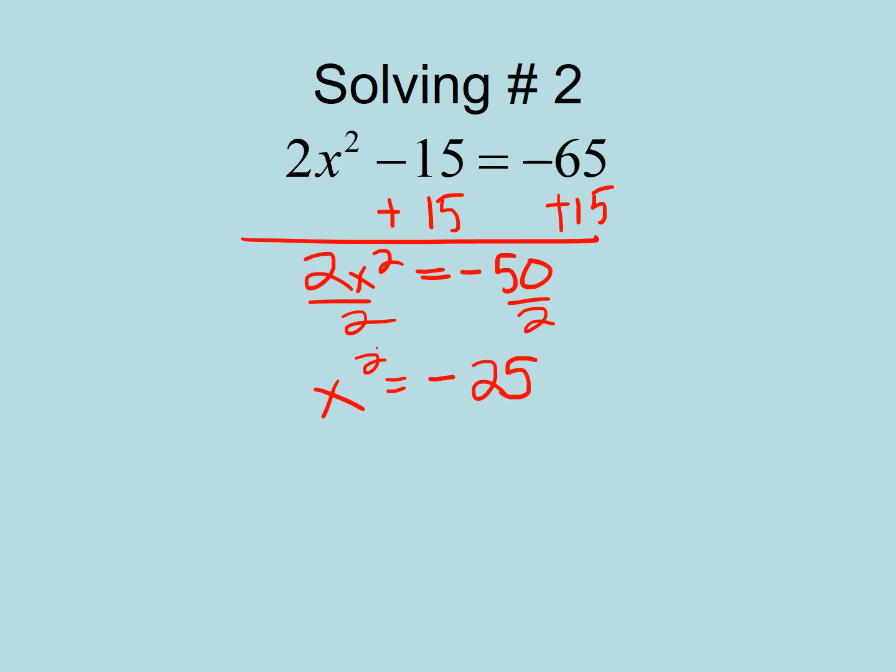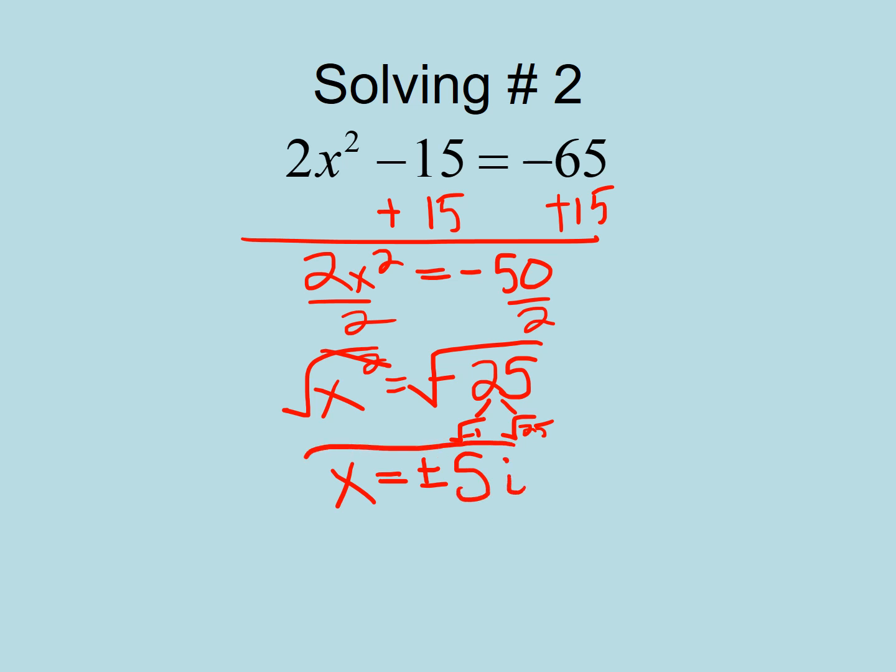In order to get the square away, we need to square root both sides. That cancels. You're left with x is equal to plus or minus. Remember what we did in the most recent video before this one? We learned the imaginary numbers, right? The square root of negative 25 is going to get me the square root of negative 1 and the square root of 25. And we know the square root of 25 is 5 and the square root of negative 1 is i. So my final answer is plus or minus 5i.